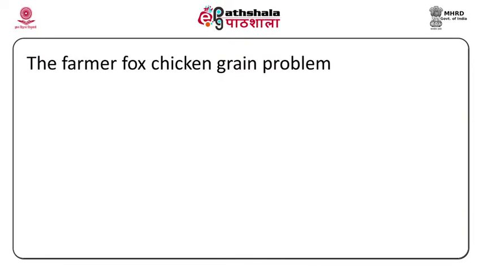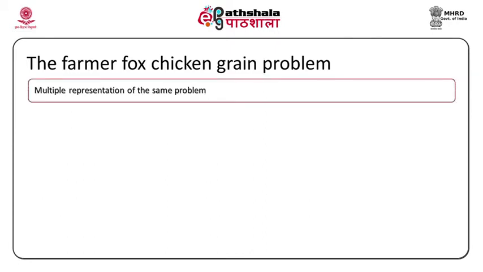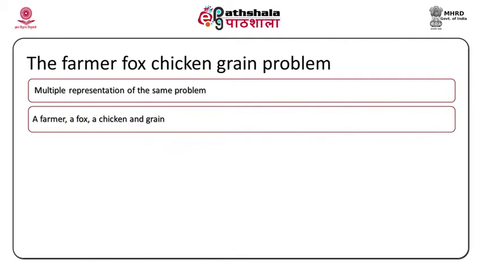Okay, the rest is simple. We'll look at the other problem called the farmer, fox, chicken, grain problem, and precisely what we are trying to address here is called multiple representation of the same problem. How can you represent the same problem in multiple ways, and what are the advantages of one type of representation over the other? Okay, now let us try to understand what the problem is.